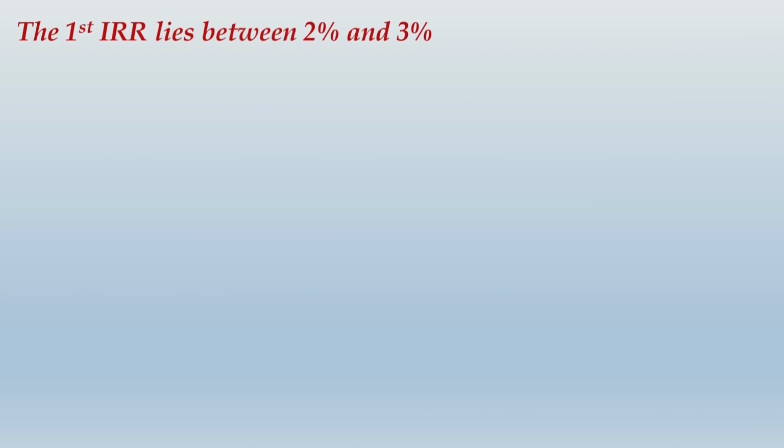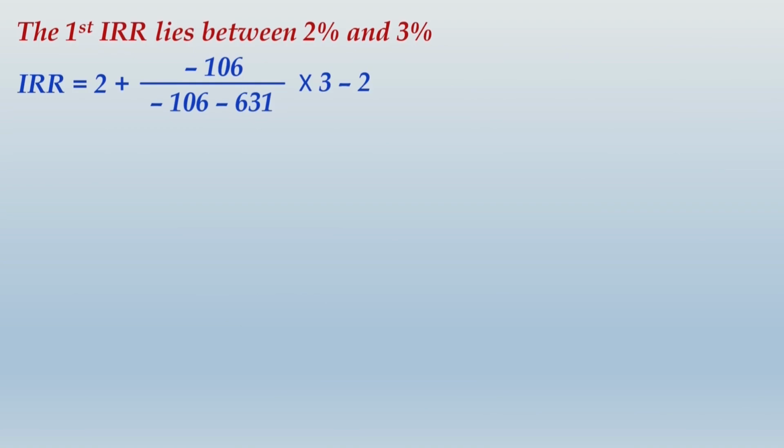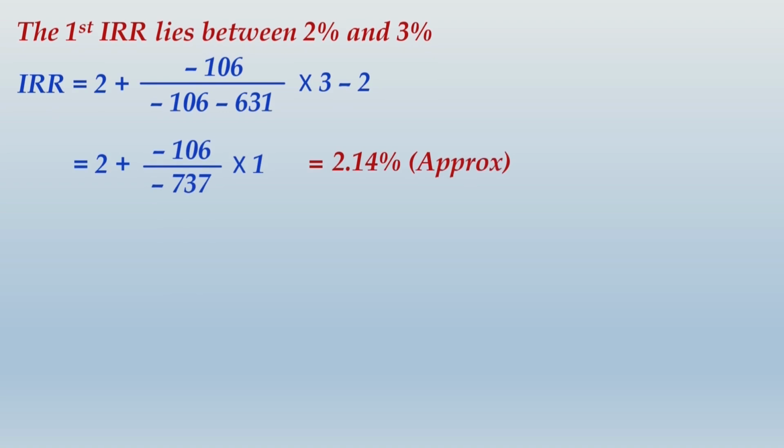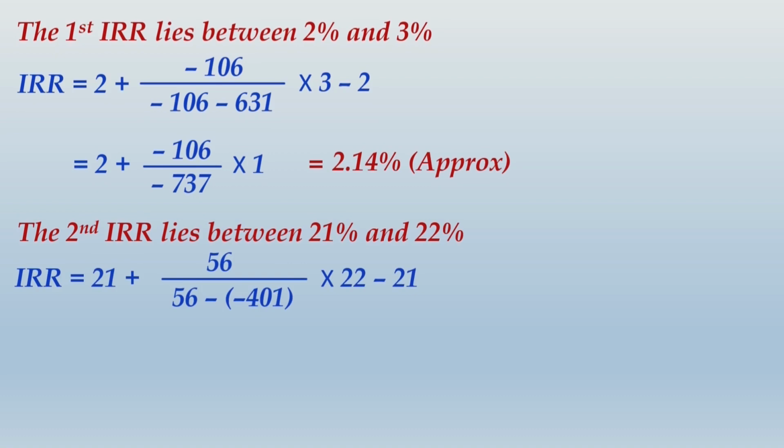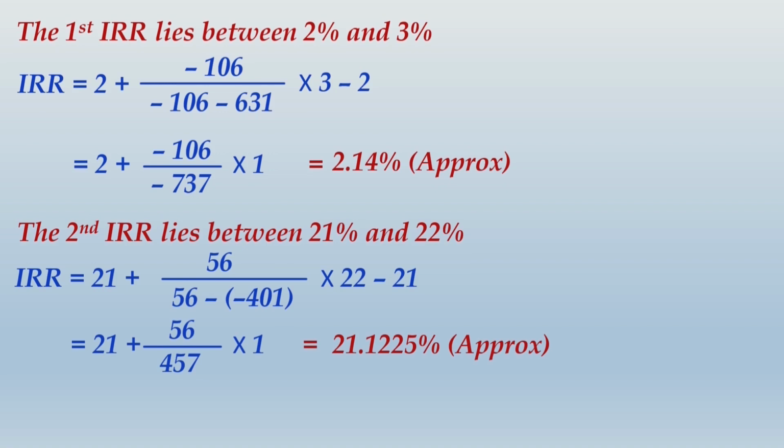The first IRR that lies between 2 and 3%, just interpolate between 2 and 3% and see what you get. What you get over here is the first IRR that is 2.14% approx, and the second IRR lies between 21 and 22%. When you interpolate the same, what you get over here, the second IRR would work out to 21.1225% approx.